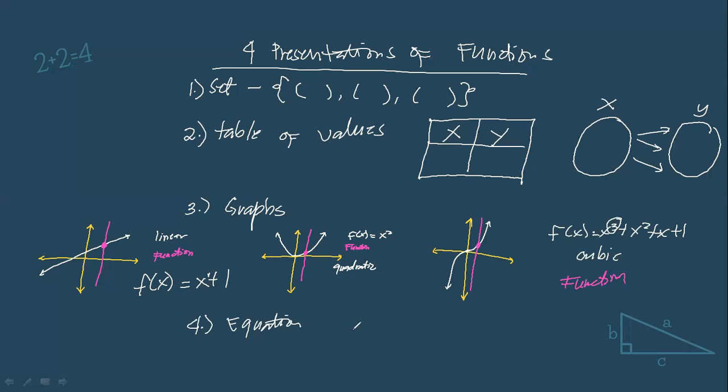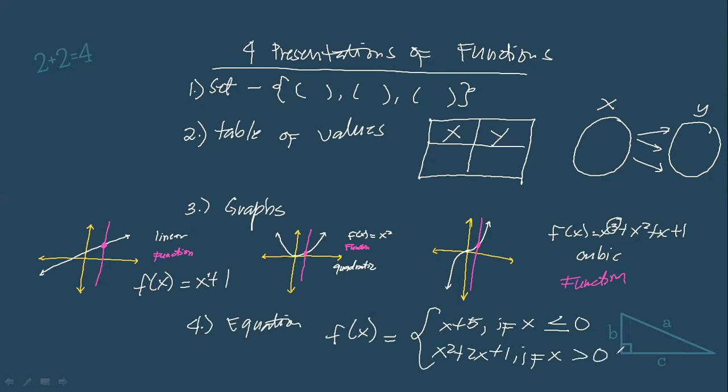So what about, my dear students, when we are given f of x, the symbol for function, is equal to x plus 5 if x is less than or equal to 0, and x squared plus 2x plus 1 if x is greater than 0. Now, my dear students, what could this be? Is this a function or not a function?